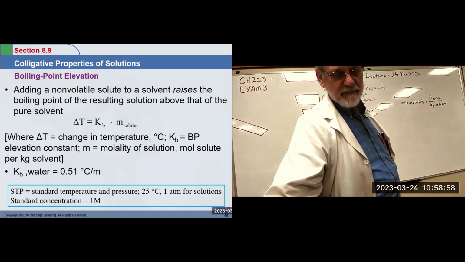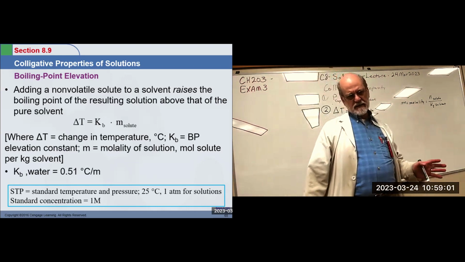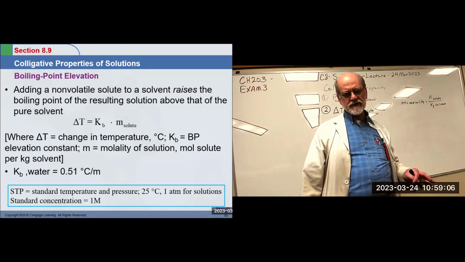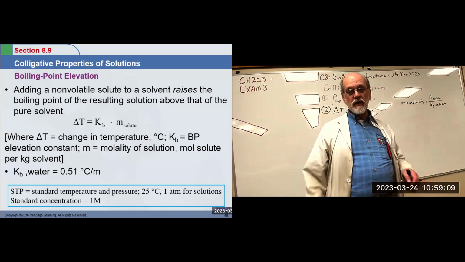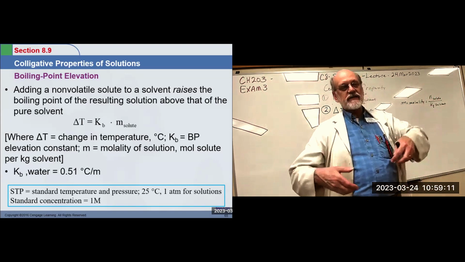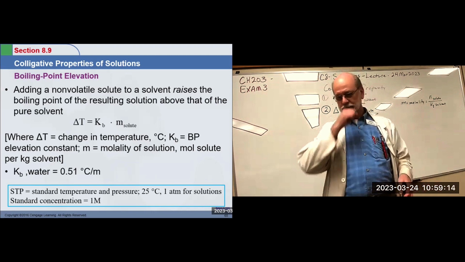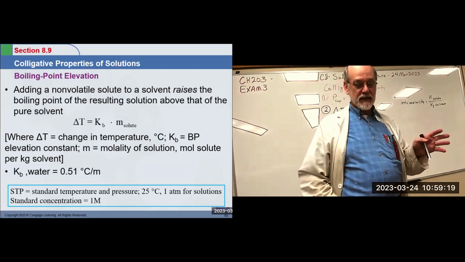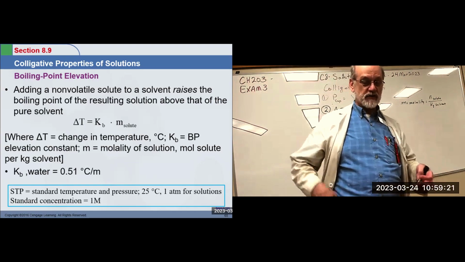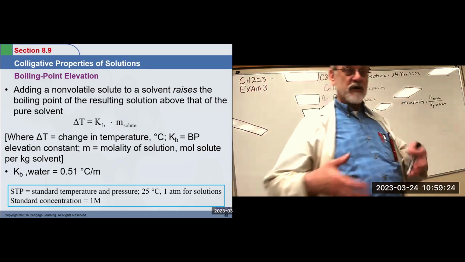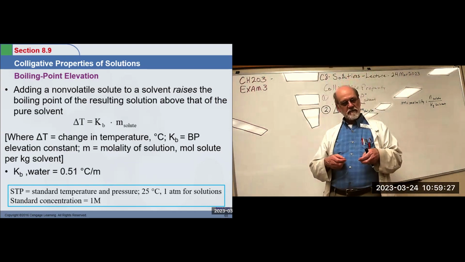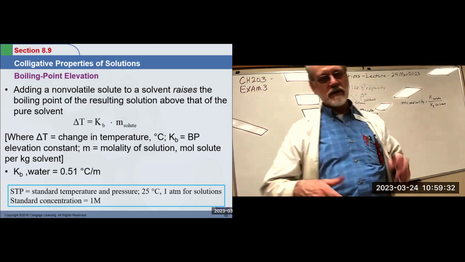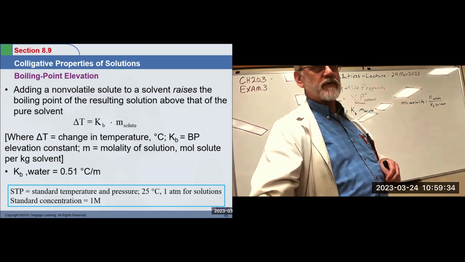All right. Let's see, standard temperature and pressure. 25 degrees Celsius is standard temperature for everything except for the gas laws. The gas laws are 0. Don't ask me why. 1 atmosphere is standard pressure for all solutions, and 1 molar is standard concentration. If that is part of the problem, if it tells you standard temperature and pressure, that's what they mean. 1 atmosphere pressure and 25 degrees C temperature.